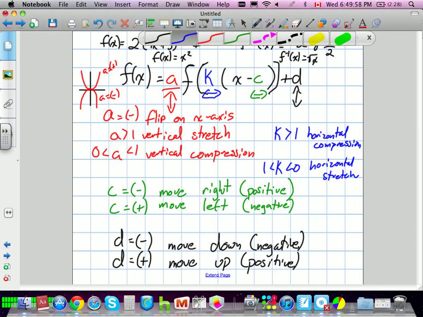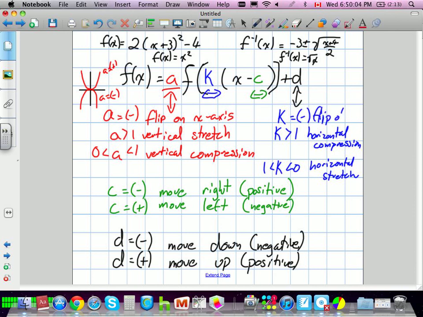And then same thing with k. If k is a negative, it's a flip on the y-axis. Okay. Now I won't show you that with a parabola because if I were to flip this on the y-axis, well, this is a symmetrical shape. I end up with the exact same thing. So it doesn't really affect the quadratic function.